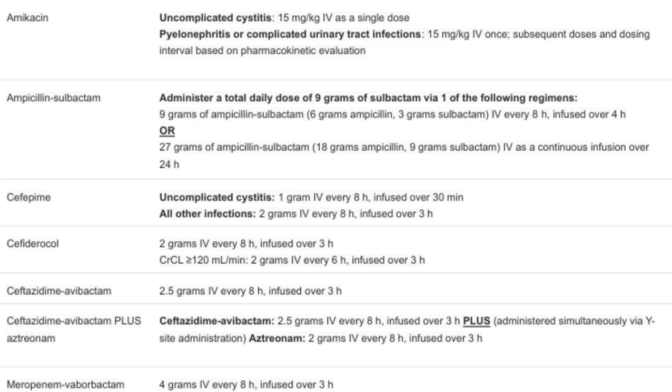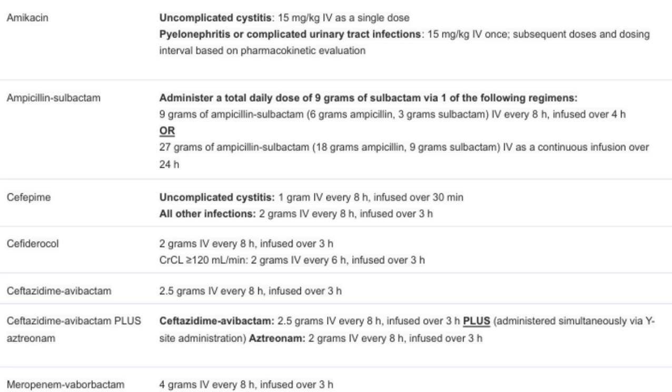Ceftazidime-avibactam is typically given as 2.5 grams IV every 8 hours, infused over 3 hours, ensuring sustained drug levels for effective bacterial kill. When combined with aztreonam, both drugs are administered simultaneously via Y-site, with aztreonam at 2 grams IV every 8 hours, also infused over 3 hours, to maximize synergy against resistant organisms.